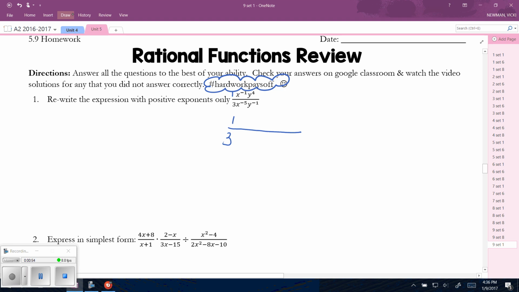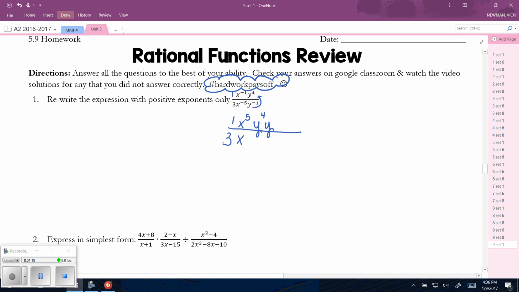Now I have x to the negative 1 and x to the negative 5. Those two are essentially switching places. The x to the negative 5 will come to the top to become positive, and the x to the negative 1 will go to the bottom and become positive. Then I have y to the 4th, which is positive already, so I'm just going to leave him alone. And then this y to the negative 1 should come to the top and become positive y.